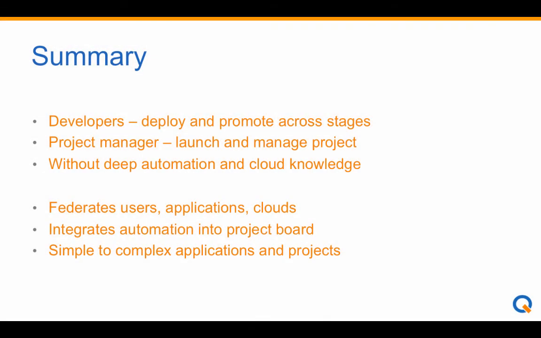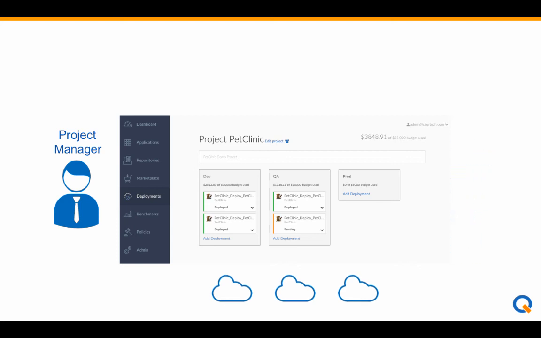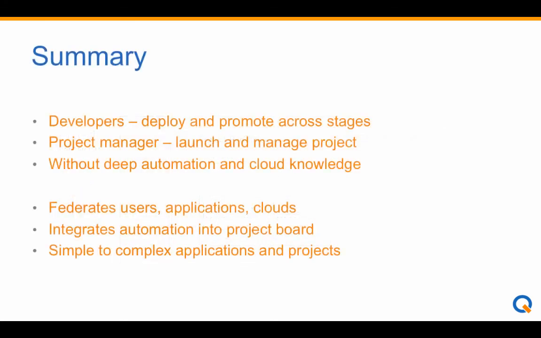So let's recap. In summary, Clicker Cloud Center enables developers to deploy and promote code builds across phases, lets project managers launch and manage projects, and does this all without either having deep automation or cloud knowledge. This is made possible by Cloud Center automating infrastructure and applications together through a cloud-agnostic application profile. It also federates your applications, projects, users, and environments in your toolchain to track costs and progress in an easy-to-use project board. And finally allows developers to promote simple to complex combinations of applications, deployments, projects, and components to any cloud throughout the application's lifecycle.